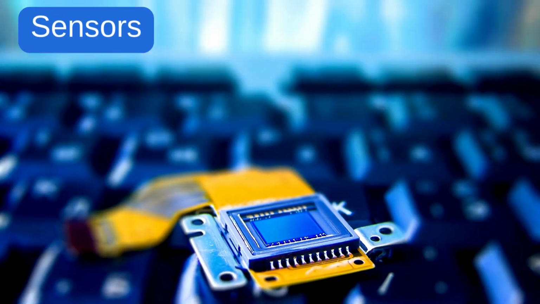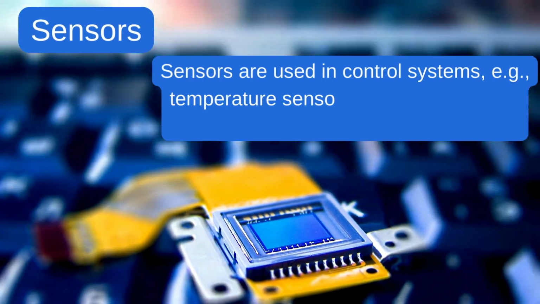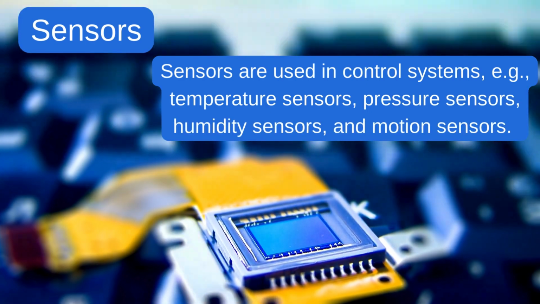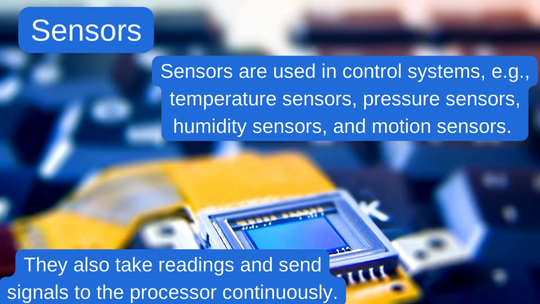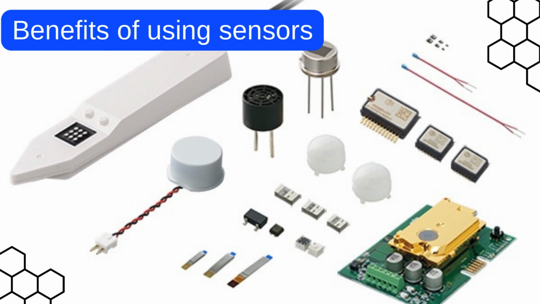Number 10, Sensors. Sensors are used in control systems, for example, temperature sensors, pressure sensors, humidity sensors, and motion sensors. They also take readings and send signals to the processor continuously. The benefits of using sensors are as follows.